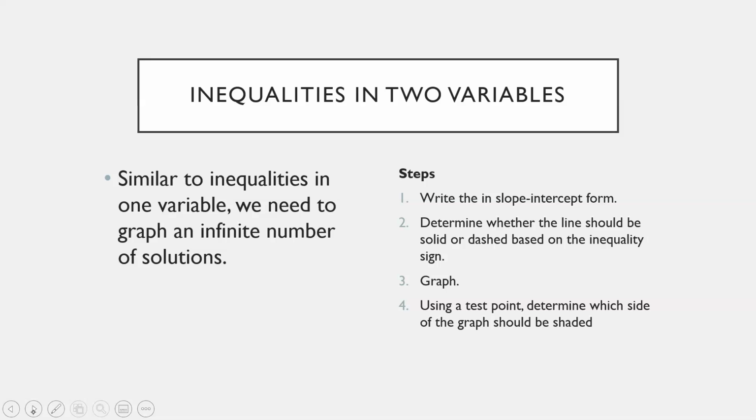So the steps to doing this are: you write the equation in slope-intercept form. Determine whether the line should be solid or dashed based on the inequality sign. This means if you have less than or greater than, your line is dashed. If you have less than or equal to or greater than or equal to, your line is solid. Then you graph it, and then you use a test point to determine which side of that line should be shaded. The shaded area includes all of the ordered pairs that make that inequality true.